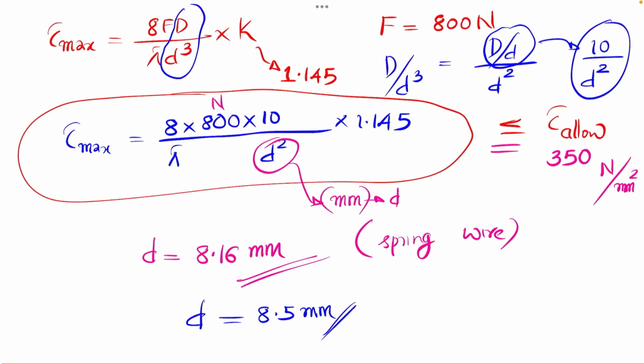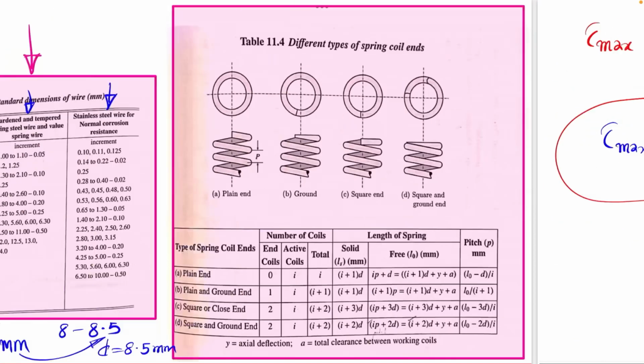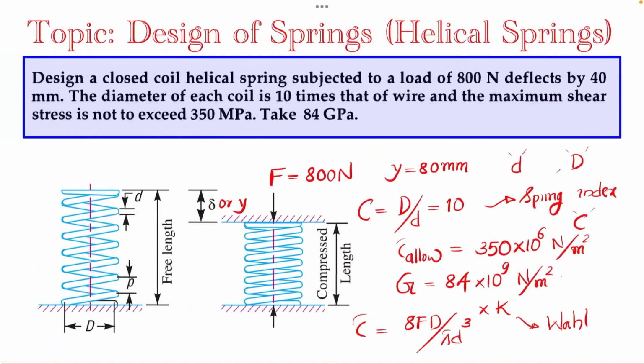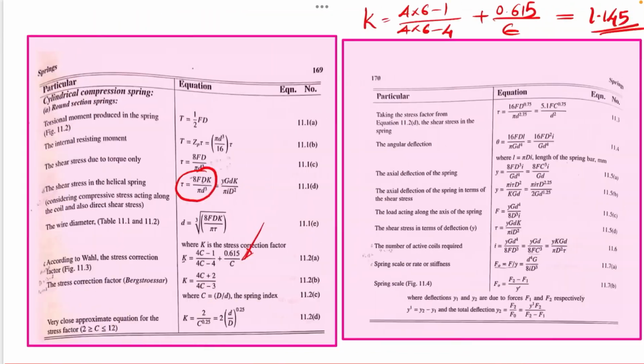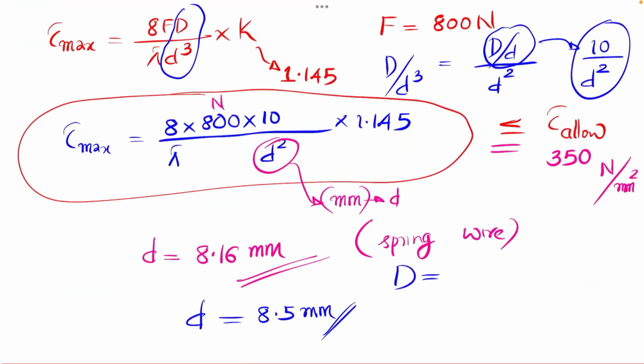So this is after the first step, or you can call it the second step. From this standard wire diameter, I will be calculating the capital D, that is the mean coil diameter. So this is the mean coil diameter. This D is equal to the spring index C into small d. So I can write here 10 into 8.5, which is equal to 85 mm.